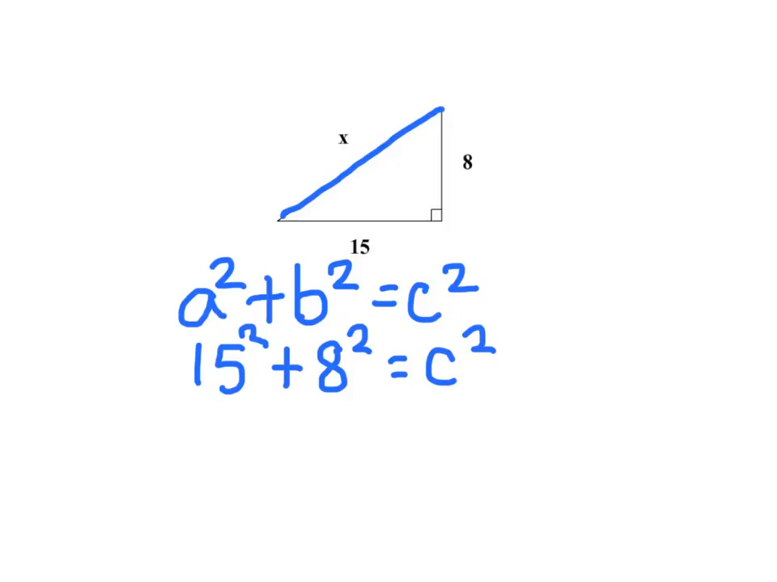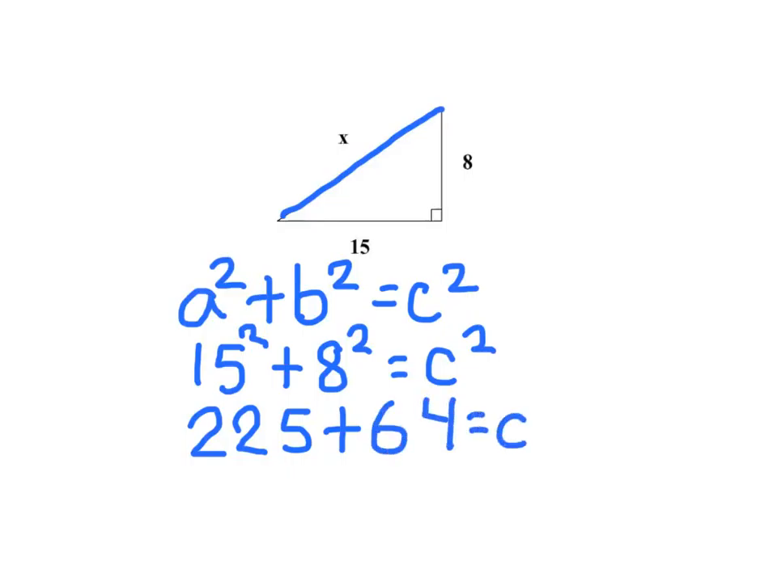15 squared, well, 15 times 15, that's 225. 8 squared is 64. Add those together, we get 289.